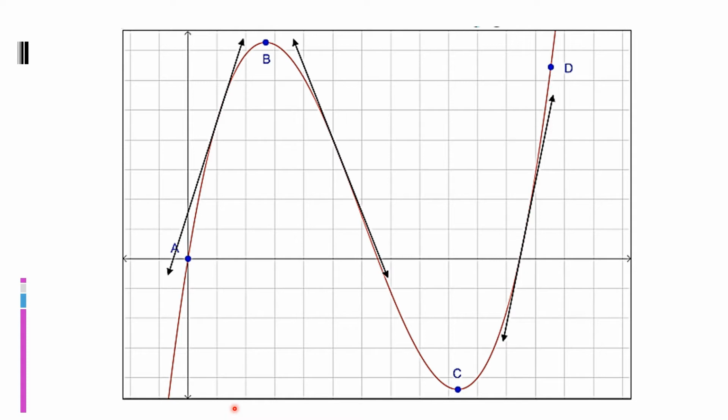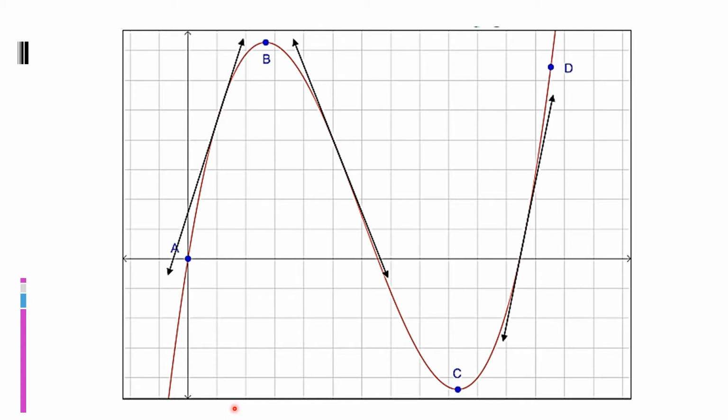So here, pwede natin i-identify, very obvious naman, that from A to B, increasing yung ating function. Yung B to C, decreasing yung ating function. And yung C to D, increasing yung ating function. But how do we relate this with the concept of derivatives?